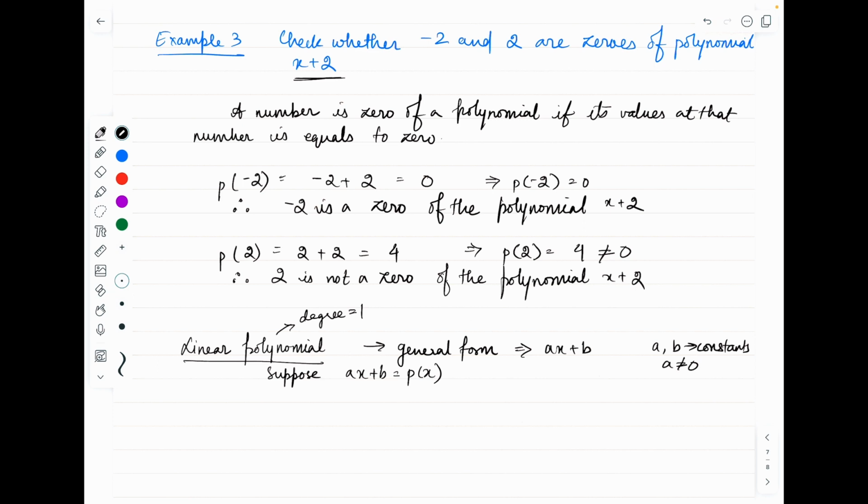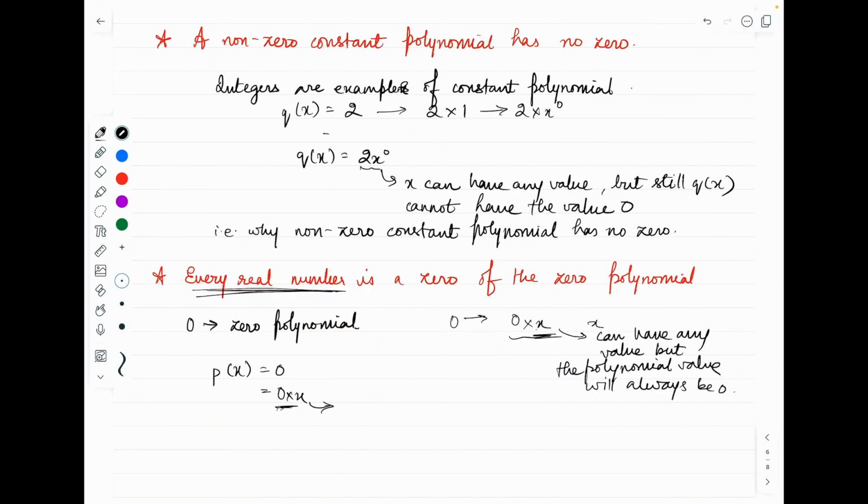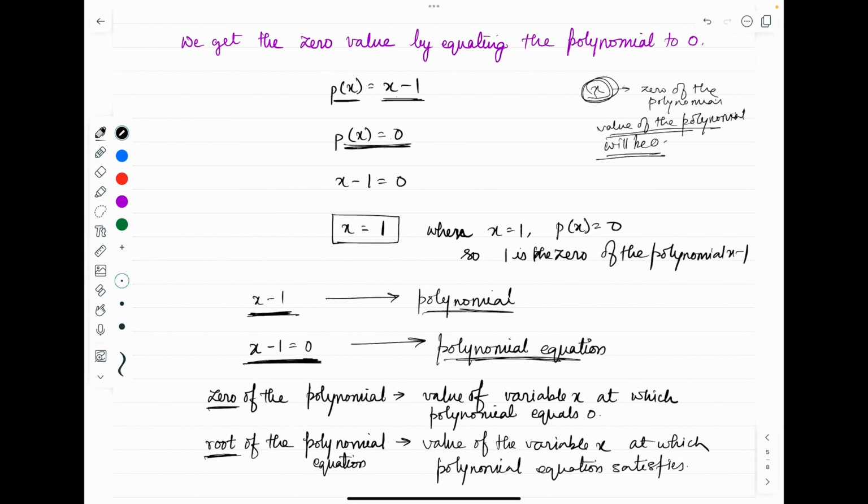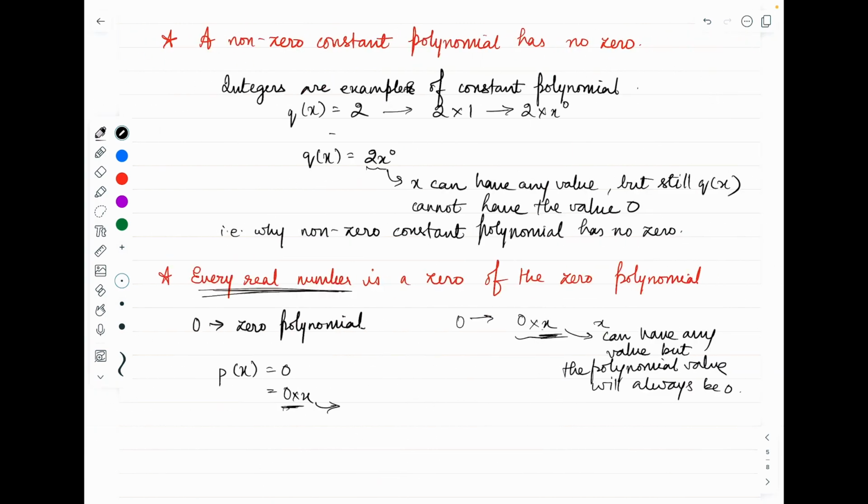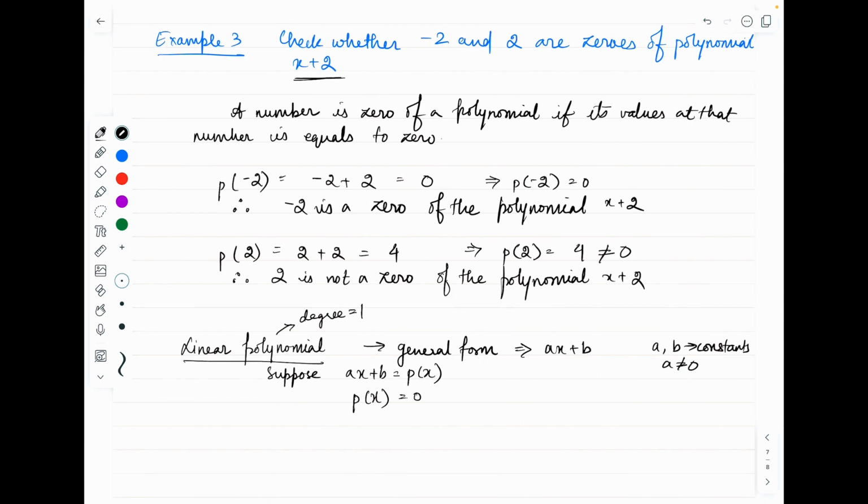We want to find the zeros of p of x. For that we have to make p of x equal to 0. Here I have told you that we have to find out at what value the value of the polynomial will become 0. So we make p of x equal to 0. P of x means ax plus b equals 0. So ax equals minus b. So x is what? Minus b by a. You're getting it? My x equals minus b by a.